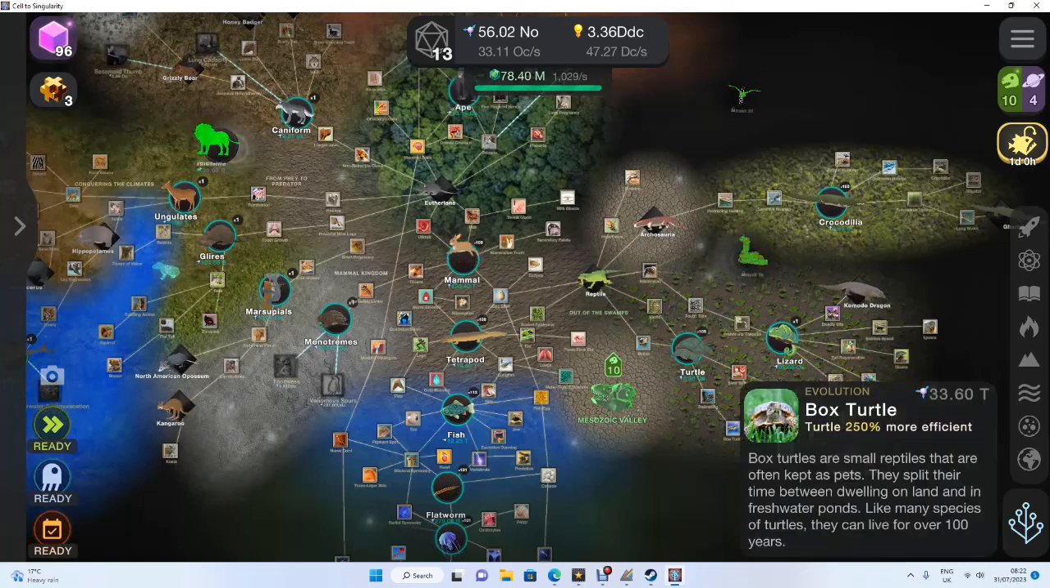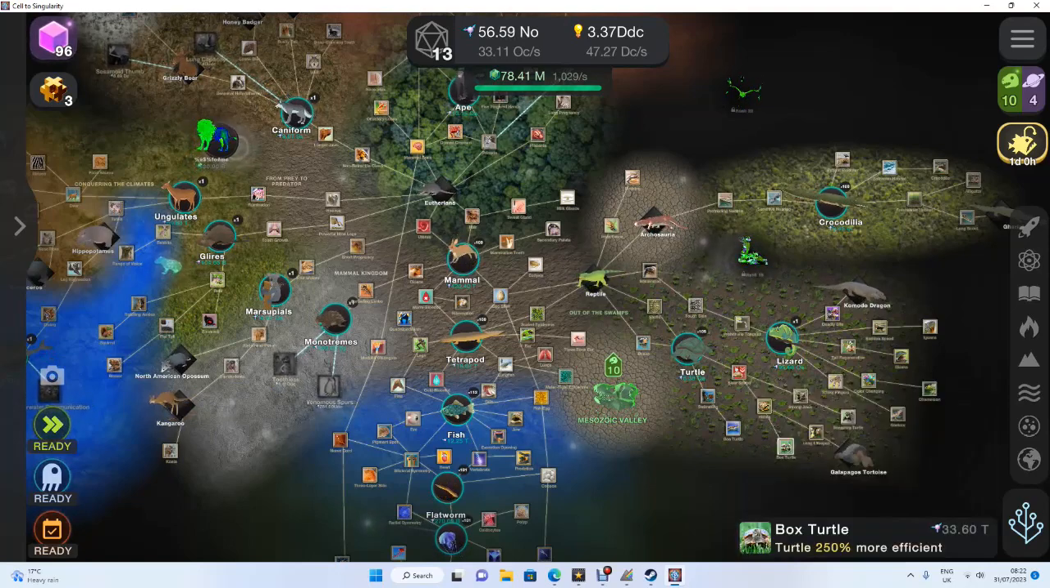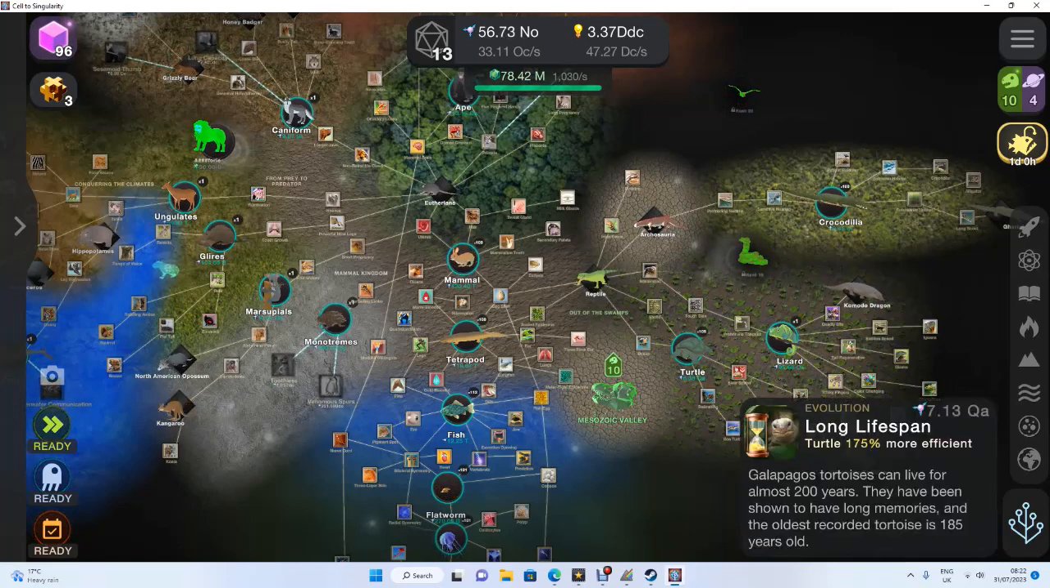Box turtle. Box turtles are small reptiles that are often kept as pets. They split their time between dwelling on land and in freshwater ponds. Like many species of turtles, they can live for over 100 years. Nice, dude, nice long lifespan. They can already live up to 100 years, what do you mean?